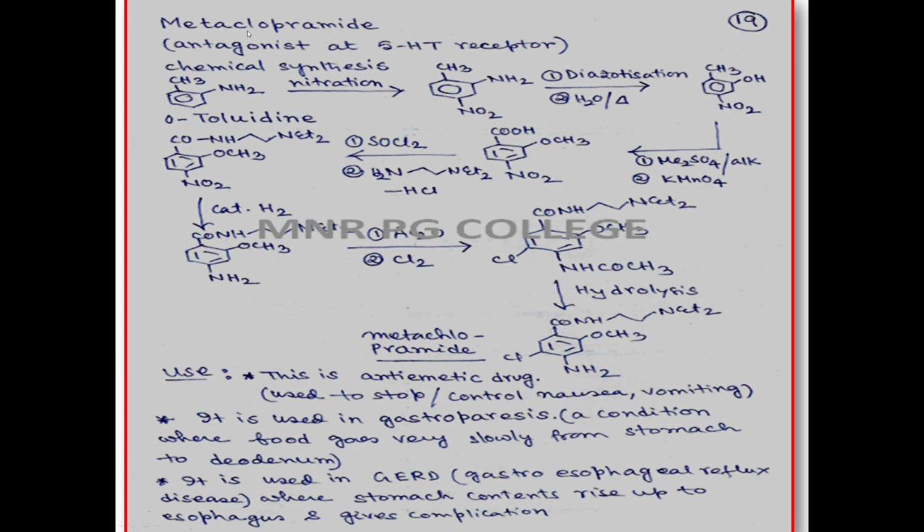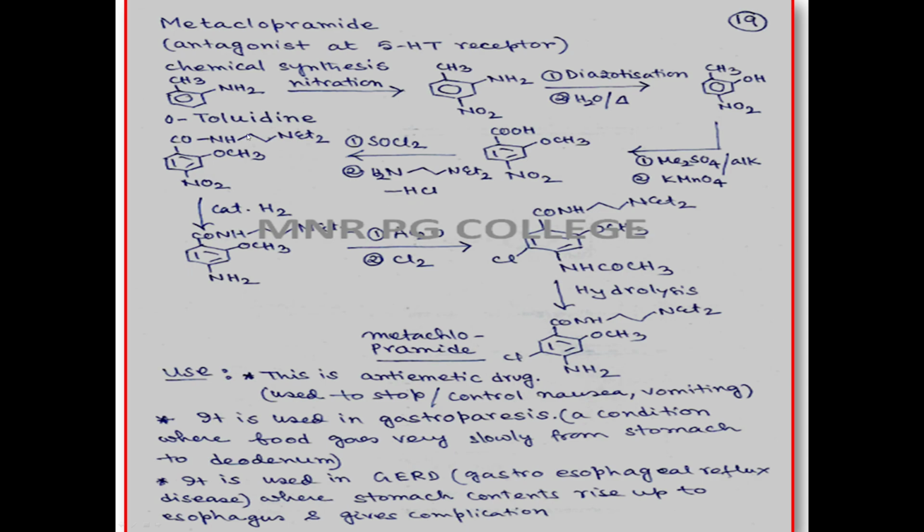and of course other groups are there in the molecule. Now this is an antagonist at the 5-hydroxytryptamine receptor, meaning the serotonin receptor. Now let us consider the chemical synthesis of metoclopramide.